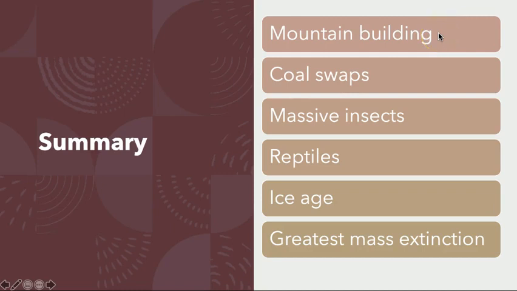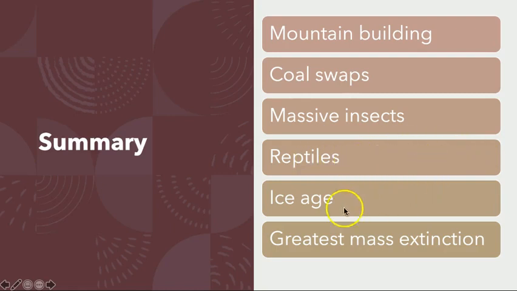In summary, the late Paleozoic included the construction of the Appalachians and other mountains in North America. Dense tropical forest and swamp areas hosted the vegetation that became the coal we mine today. Massive insects crawled about and flew overhead. Reptiles evolved and outcompeted amphibians.